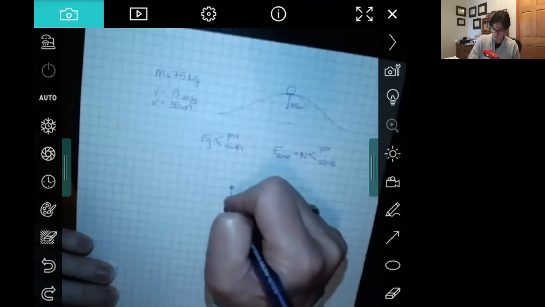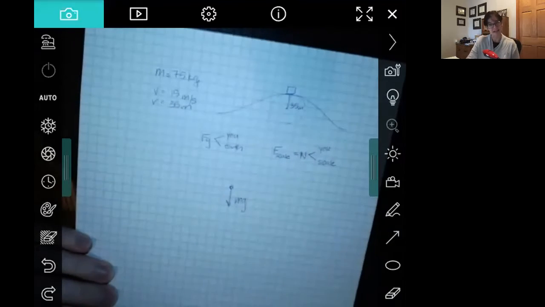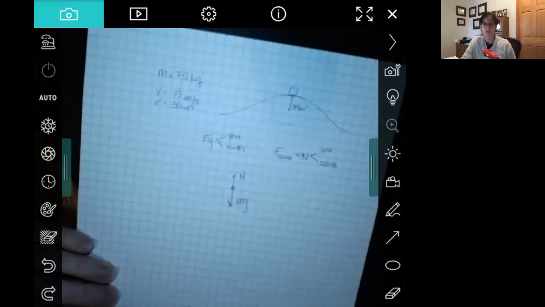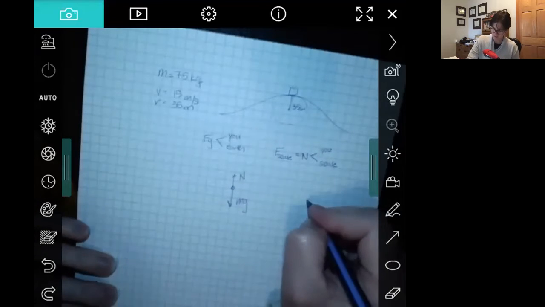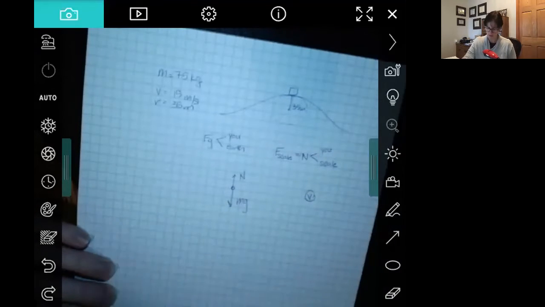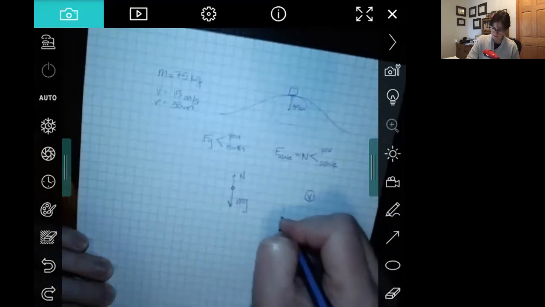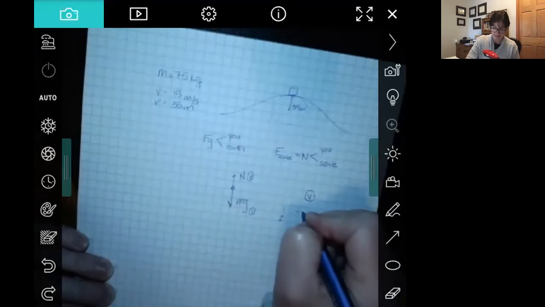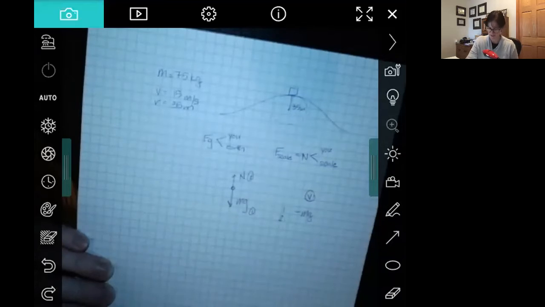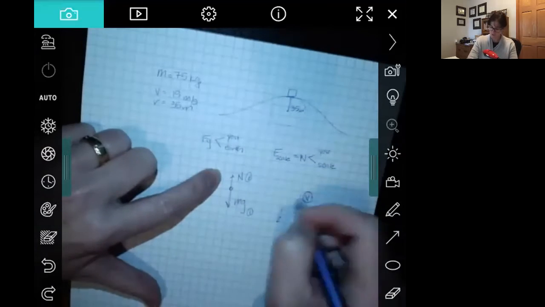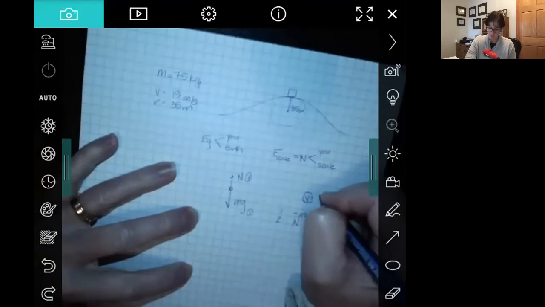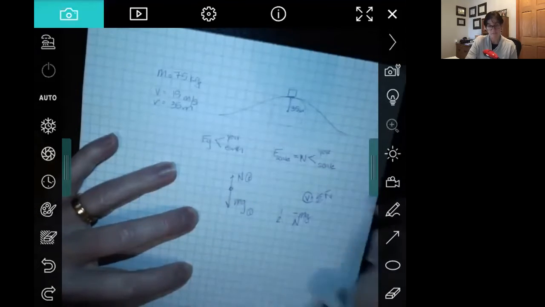So we know that the force of gravity acts down, and we know that the normal force acts in the upward direction at this location. There are no horizontal forces, so we really only have to analyze the vertical components. So force 1 and force 2. Force 1 is negative, and we know that's equal to mg. It's pointing in the downward direction. Force 2 is positive. It's pointing in the upward direction. So we're going to analyze the sum of the forces vertically.